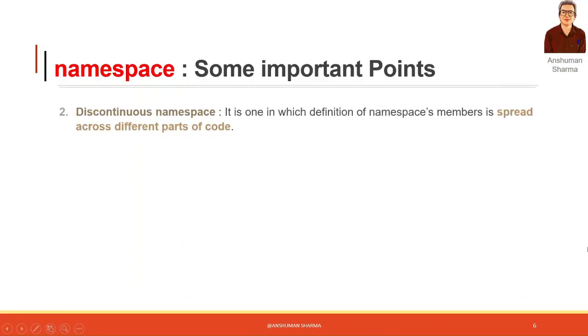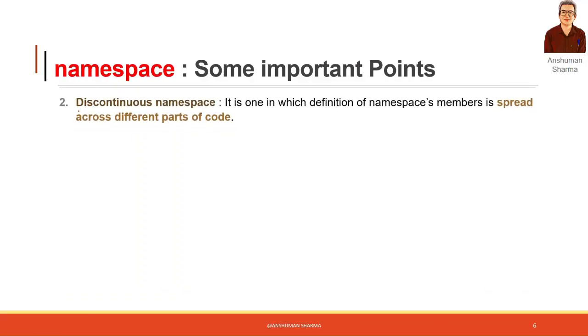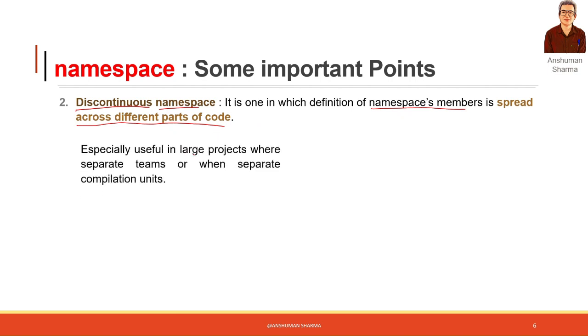Okay, now we talk about another namespace type, that is discontinuous namespace. As the name suggests, if we have namespace member definitions spread across different parts of the code, then all those members are added up to that namespace. This is well used when working with large projects where we have code spread across different header files and compilation units. In that case, all those namespaces that are declared with the same name will be added up to that namespace.